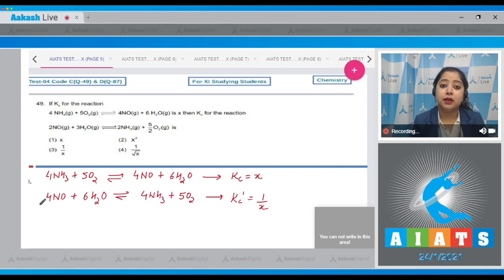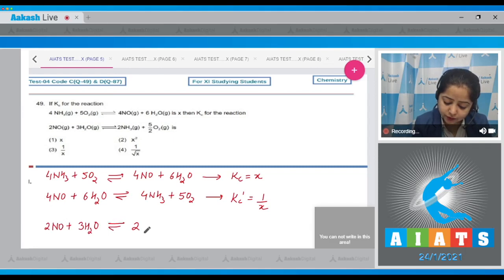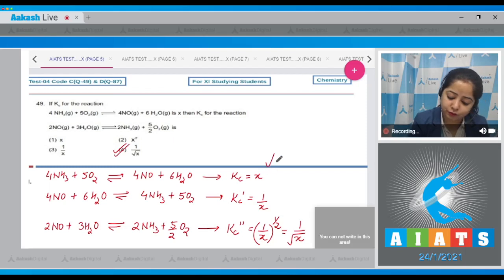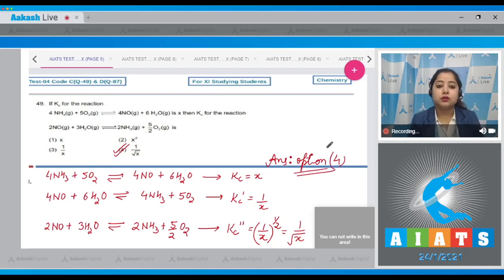On multiplying the equation by half, the equation becomes 2NO plus 3H2O gives 2NH3 plus 5 by 2 O2, and the value of equilibrium constant becomes 1 by X raised to the power half, which is ultimately equal to 1 upon under root of X. That means the correct answer is option number 4. Moving to the next question, students, which is question number 50.